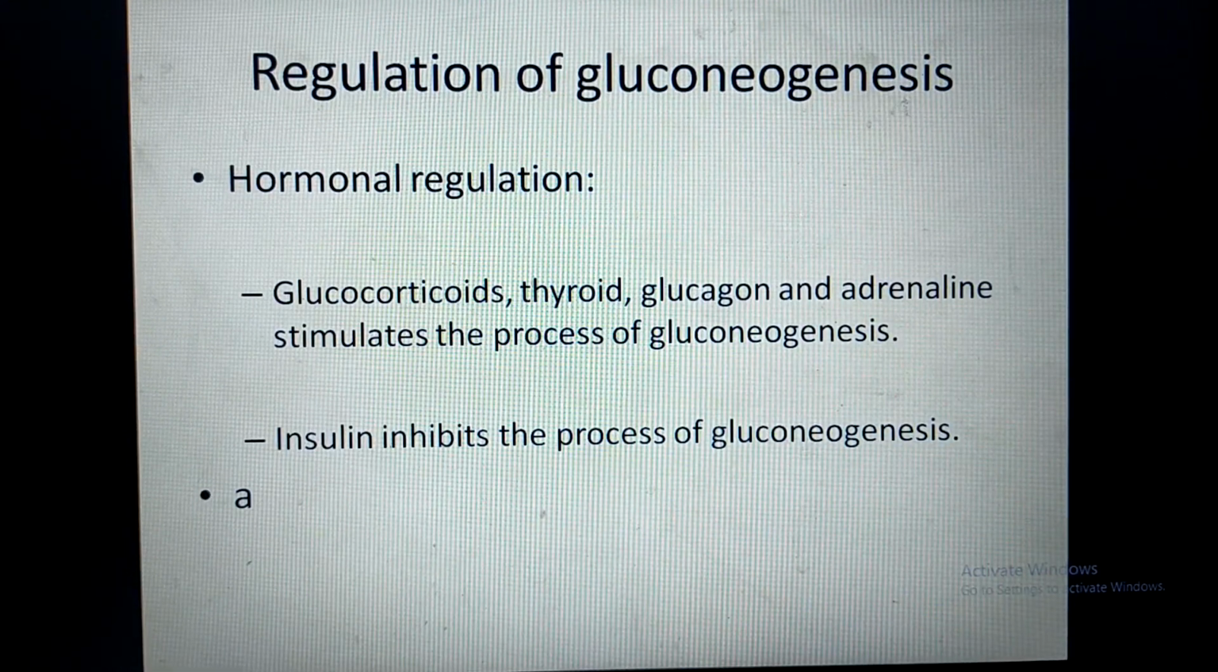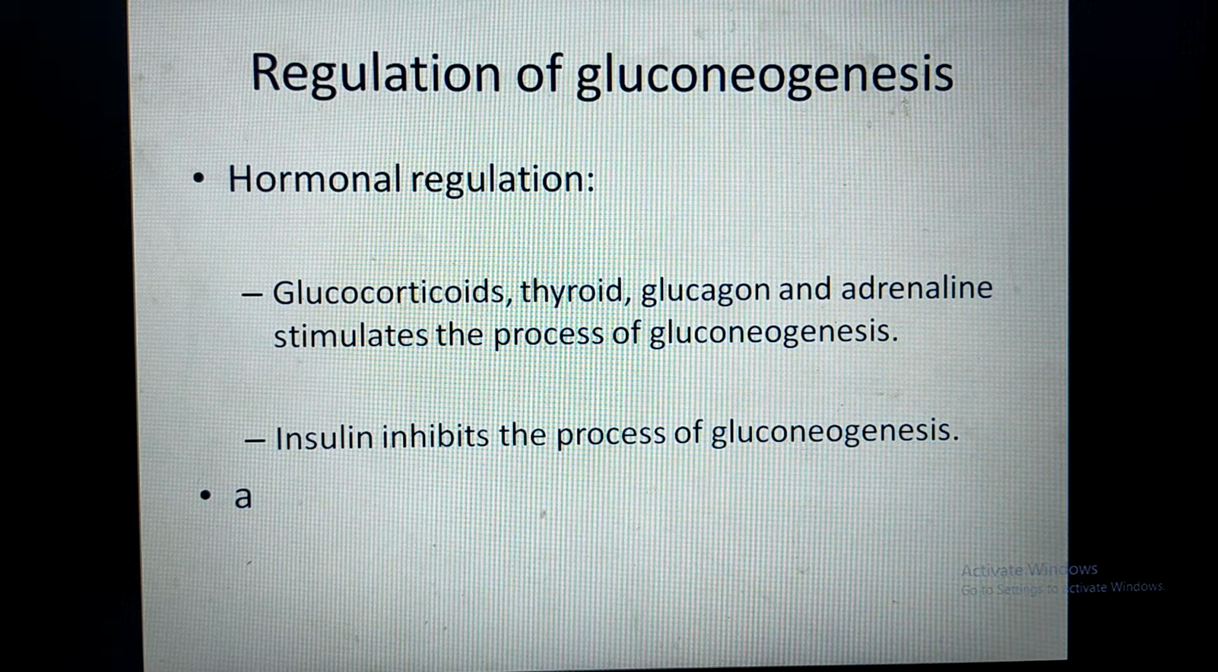Now come to the regulation of gluconeogenesis. First is hormonal regulation. Glucocorticoids, thyroid hormone, glucagon and adrenaline stimulate the process of gluconeogenesis, whereas insulin inhibits it. Gluconeogenesis mainly occurs in the fasting state when glucose is not available in the cell. Then the cell tries to synthesize glucose from non-carbohydrate substances. So in the fasting state, the hormones present in our body are glucocorticoids, thyroid hormone, glucagon and adrenaline. So these hormones stimulate this pathway.